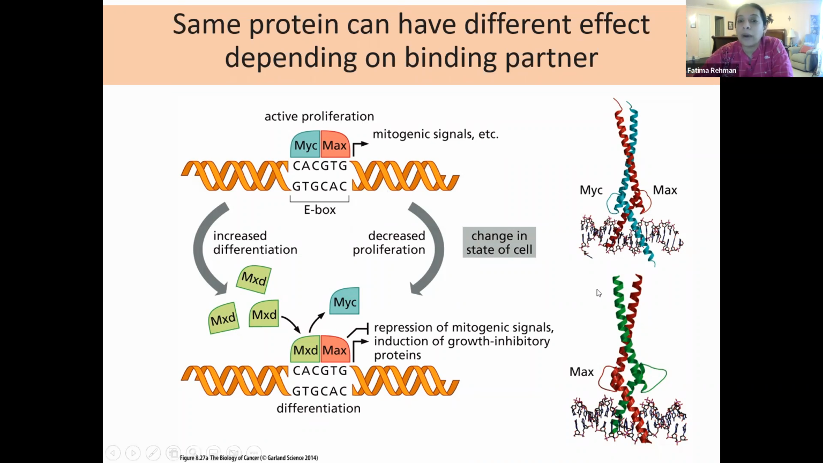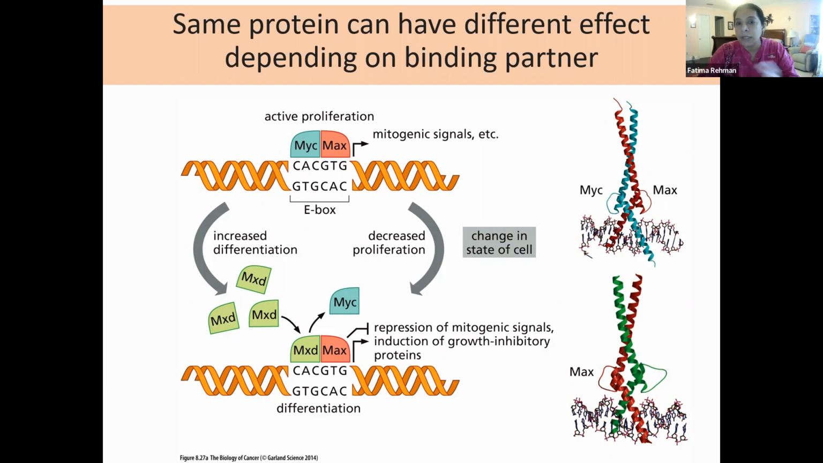However, let's say that there was a change in the state of the cell, where now you had activation of this MXD protein. MXD protein also binds to the exact same sequence, and it has a stronger binding than MYC to that sequence. What it will do is make MYC dissociate and bind to the sequence itself. And this will lead to the repression of mitogenic signals, inhibiting further proliferation, and instead allow for differentiation of that particular cell to occur.